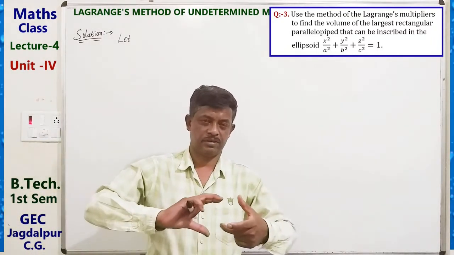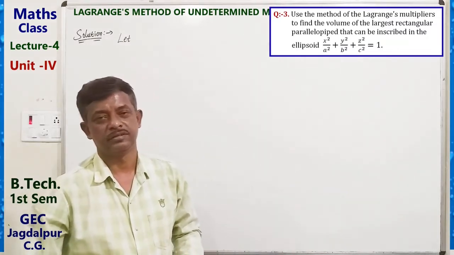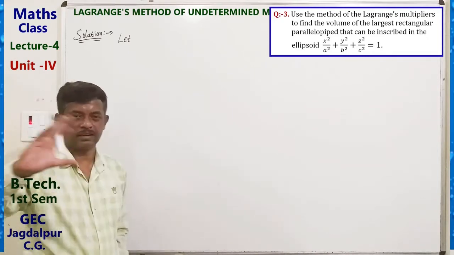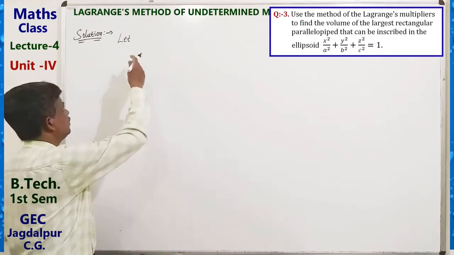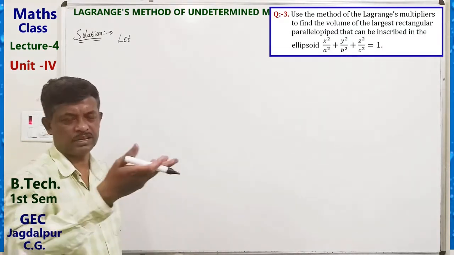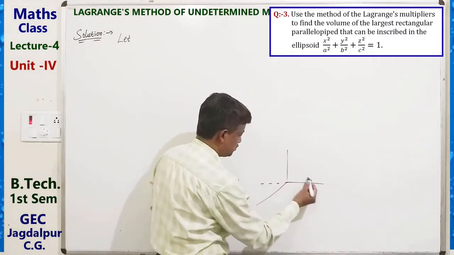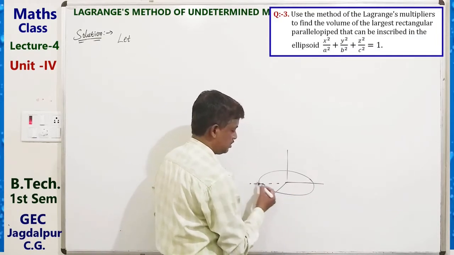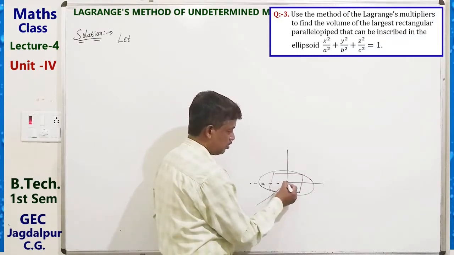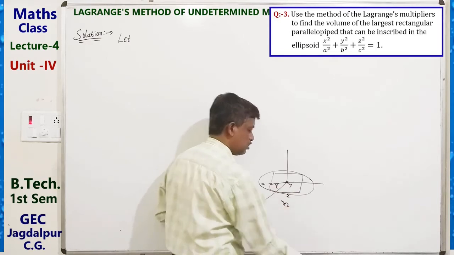That is just like an ellipse rotated or revolving about an axis one time. That is the diagram of the ellipsoid. The dimensions of the parallelepiped we can take the same way. The ellipsoid will be this type of diagram, and the parallelepiped will be like this. Here the origin is the center of the ellipsoid, so we can take the dimensions 2x, 2y, 2z.